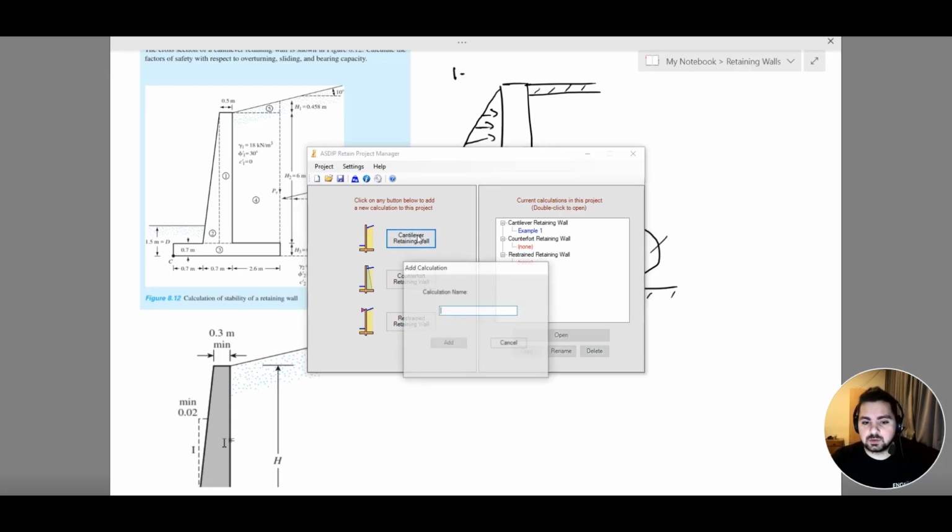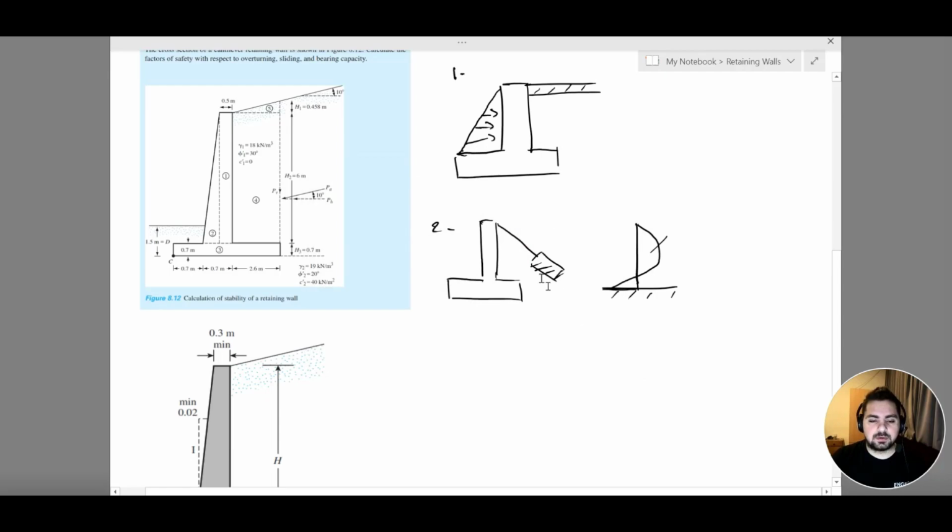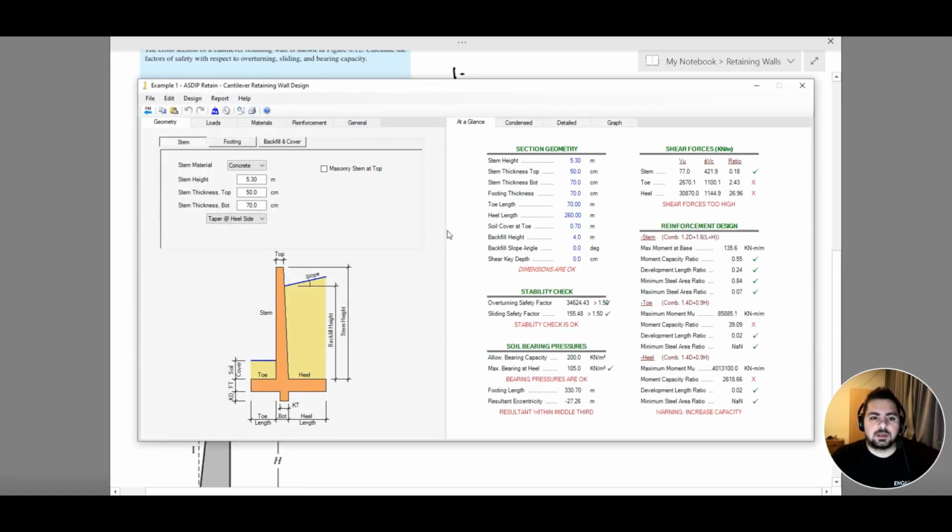So what we have to do is just press on it and type in your project or example name. I already prepared my first example, which is Example 1, to save some time. So press on it and open. Okay, once it opens, as I've said before, ASDIP is a very simple, very systematic software. It basically walks you through the steps you need to take.